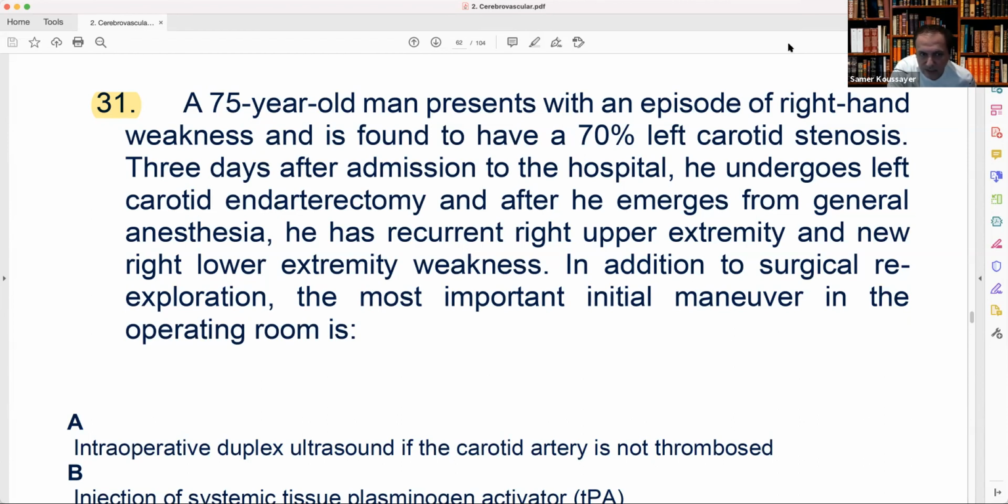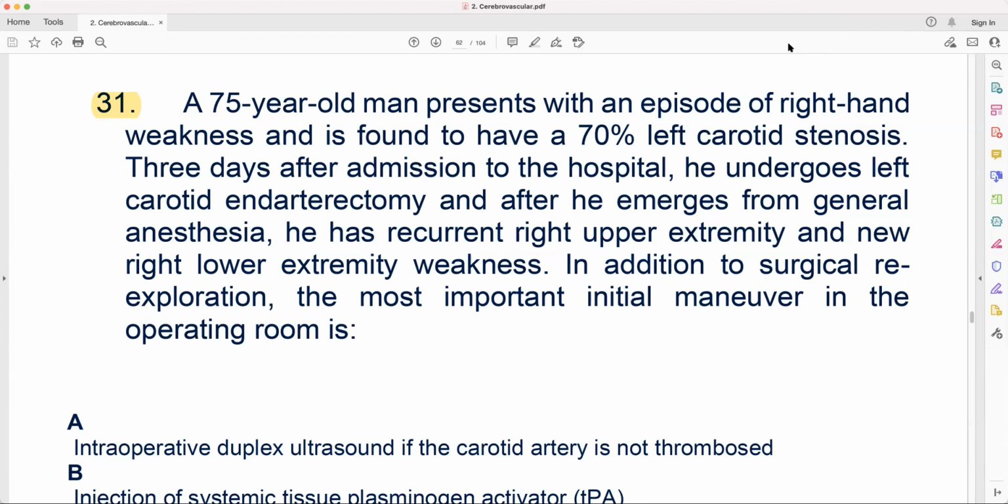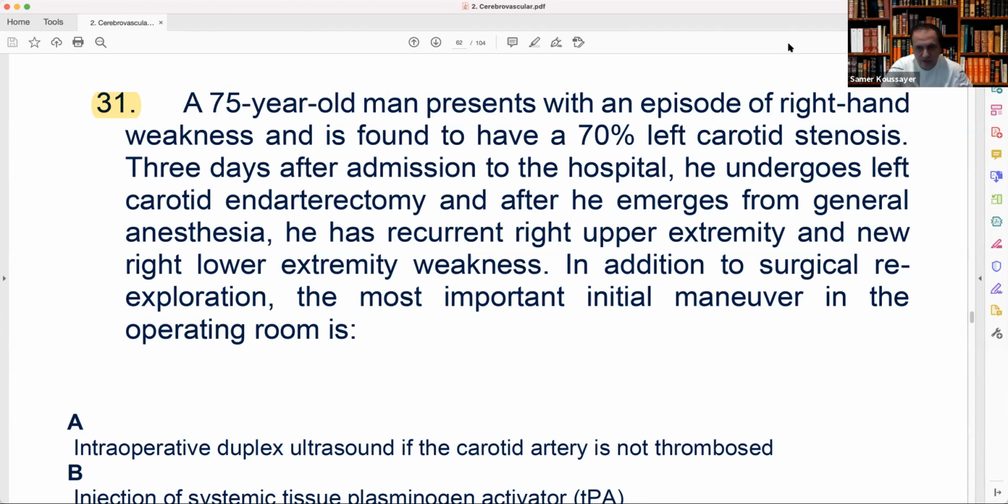This is a very common question. I'm telling you 100%, guys, you can get this question in the exam. You always get it in the exam, and it's a very good practical point. What are you going to do? The patient just woke up from the surgery, from general anesthesia. You did the left carotid and now he cannot move the right side. So he got a stroke. So what do you do first?